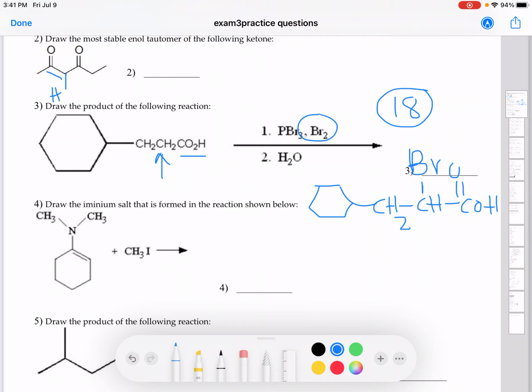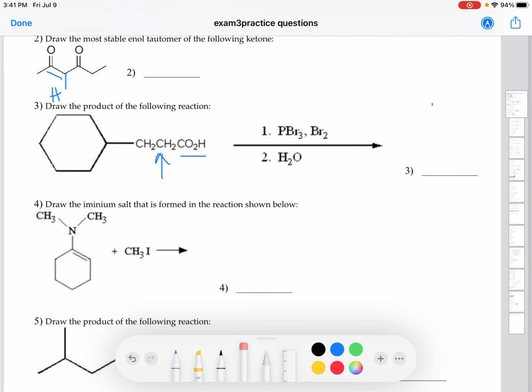And the next one: draw the iminium salt that is formed in the reaction shown below. The iminium salt. So how do you find the iminium salt for this one? What would be the iminium salt? Okay, so this is what's going to happen. You have this molecule right here. You have a lone pair on the nitrogen.